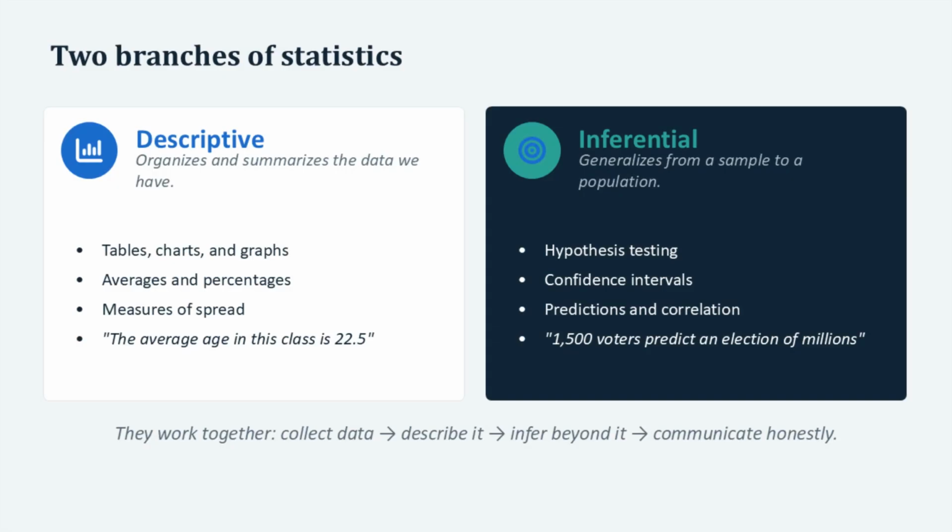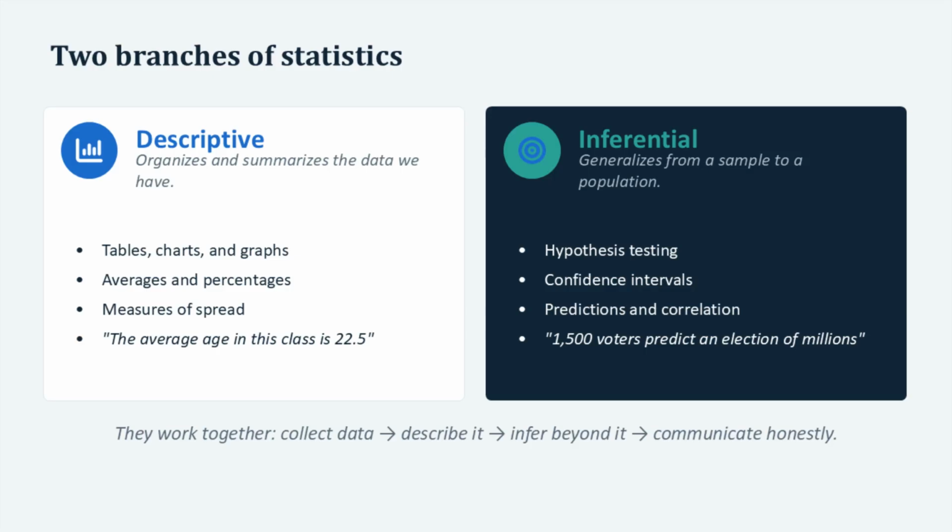So statistics actually splits into 2 big branches. And knowing which one you're working with matters more than you might think. The first branch is called descriptive statistics. Descriptive statistics is all about organizing and summarizing the data you already have. That includes things like tables, charts, graphs, averages, and percentages. For example, if I tell you that the average age in this class is 22.5 years, that's descriptive statistics. I'm simply describing the data that's right in front of me. I'm not making a prediction. I'm not trying to say anything beyond the data I collected.